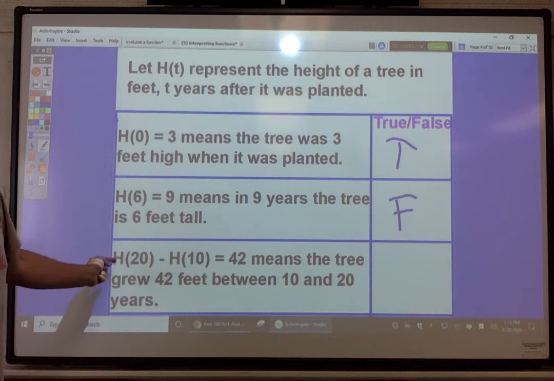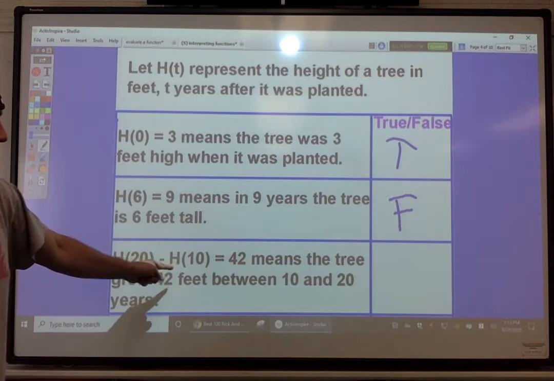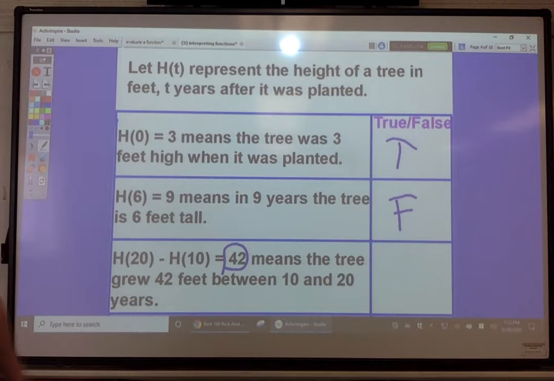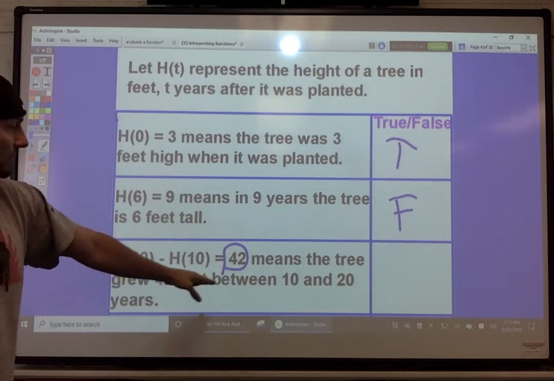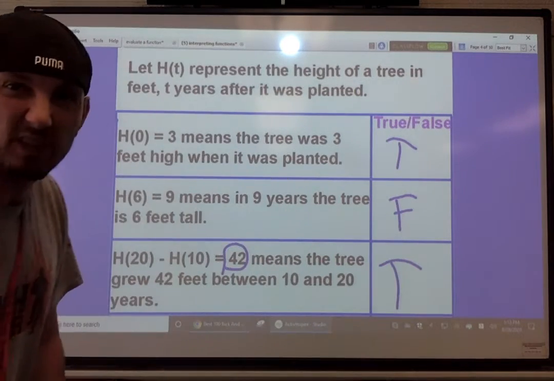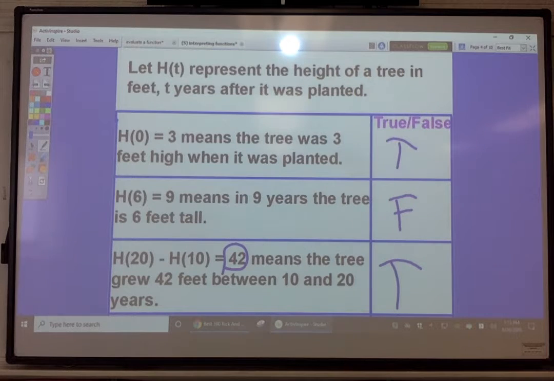If we subtract the height in 10 years from the height in 20 years, that means the tree grew 42 between 10 and 20, so that is also true. It's a lot of reading. These are very, very wordy.